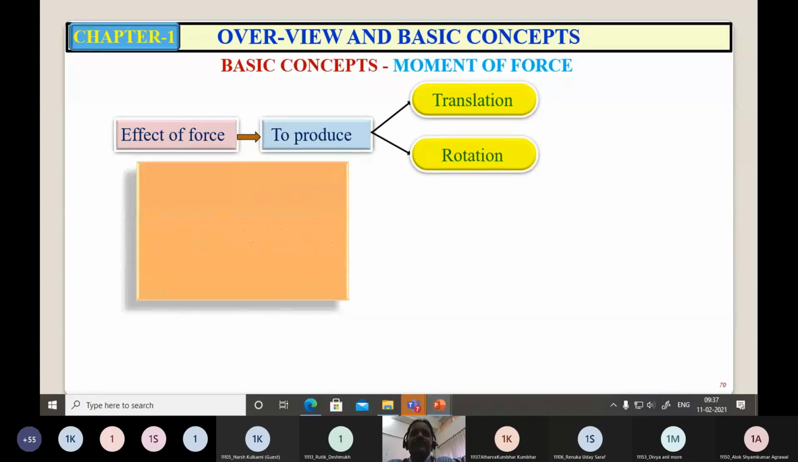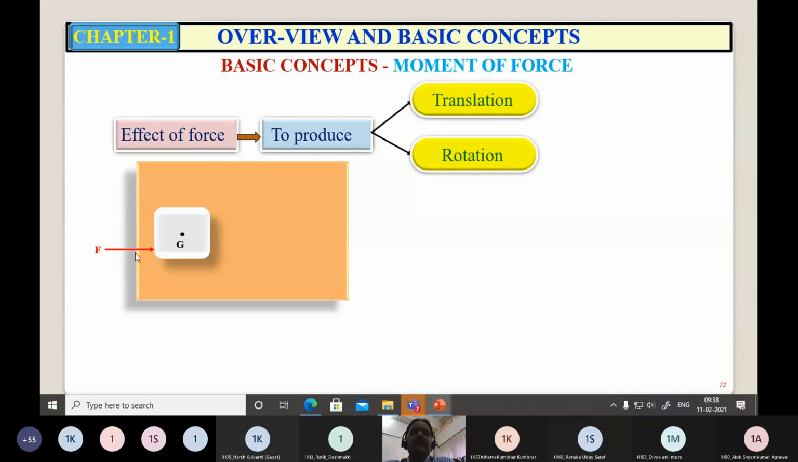Is it clear? For example, let us consider this body which is kept on a horizontal surface. G is the center of gravity of the body. Now I am applying force F on the body such that the line of action of this force is passing through the center of gravity. Now, what is the effect of this force on the body? To produce translation. Since the line of action is passing through the center of gravity, there is no question of rotation. The body cannot rotate because the force is applied at its center. Is it clear? So it may have only translation.